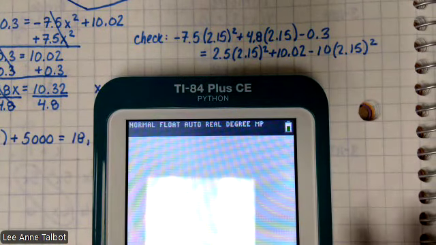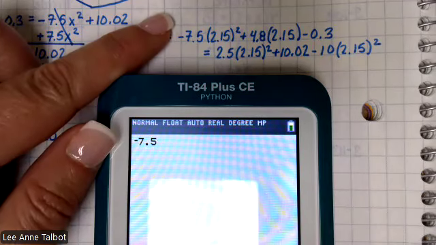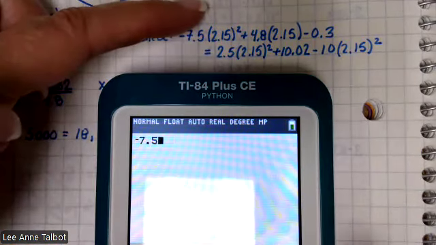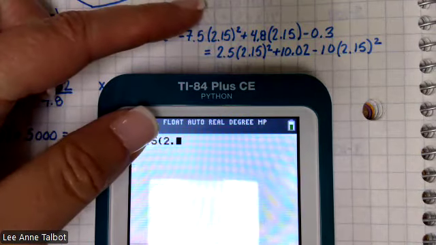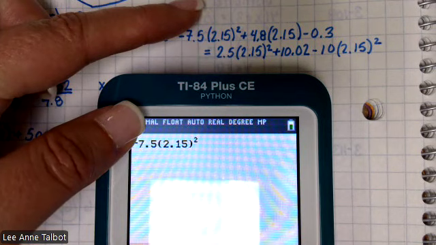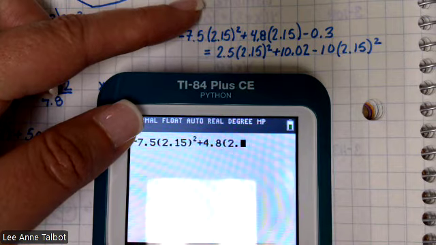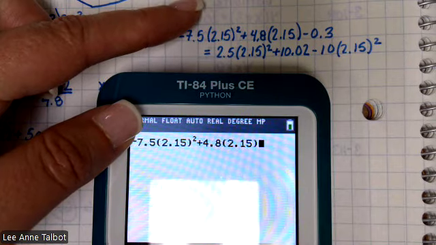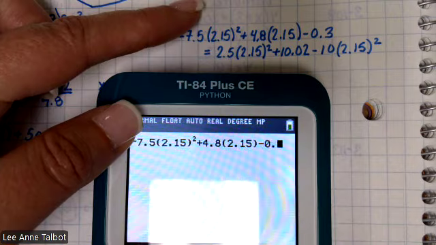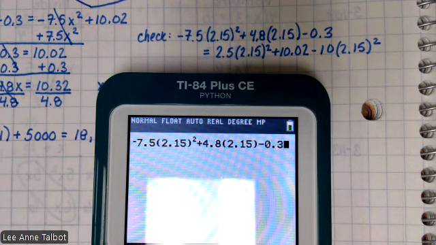Okay, what I'm going to do is type negative 7.5 parenthesis 2.15 parenthesis squared plus 4.8 parenthesis 2.15 parenthesis minus 0.3. I typed in the entire left side of the equation in one fell swoop.